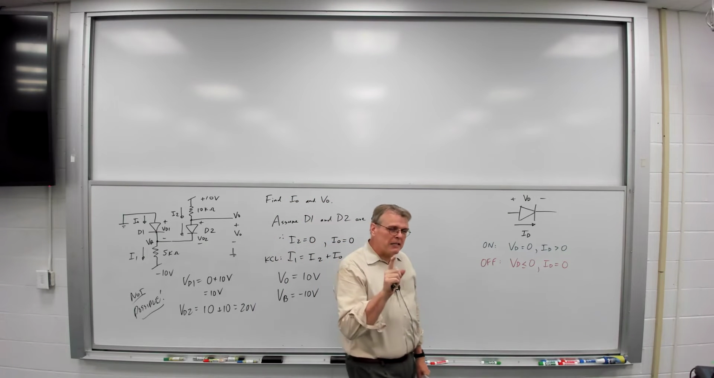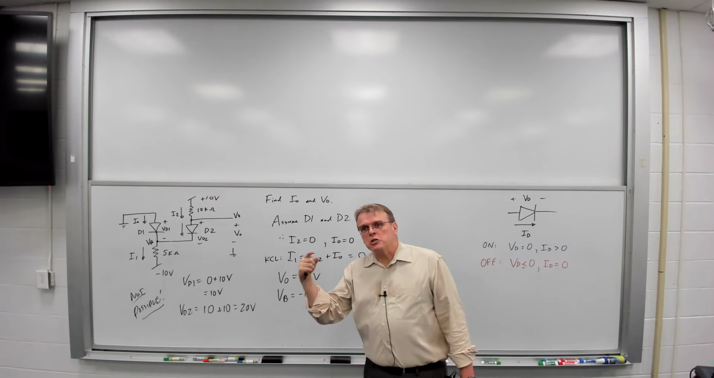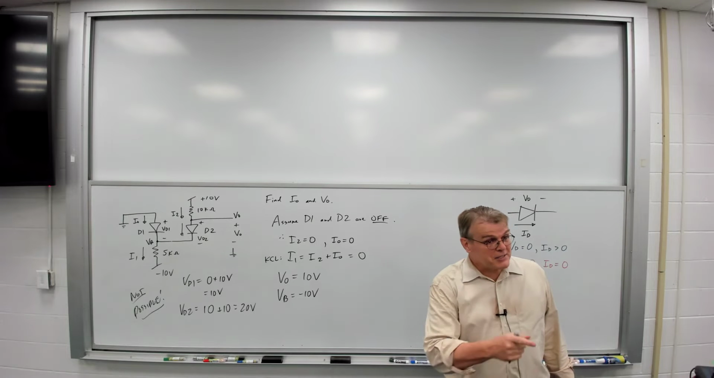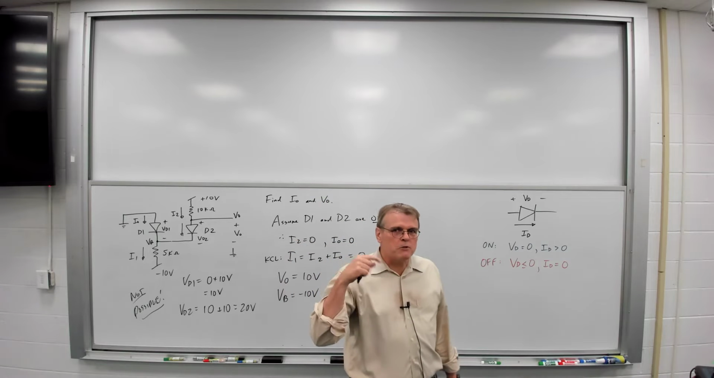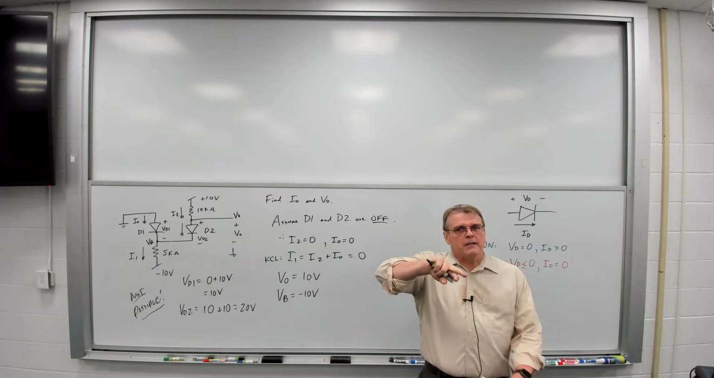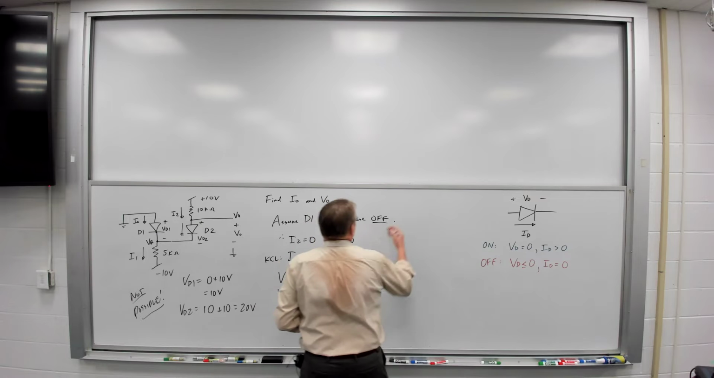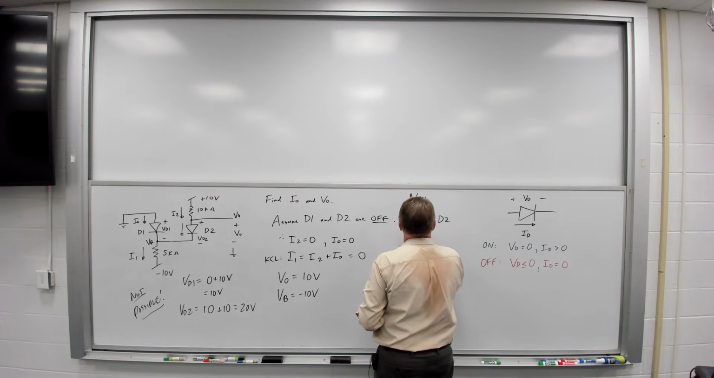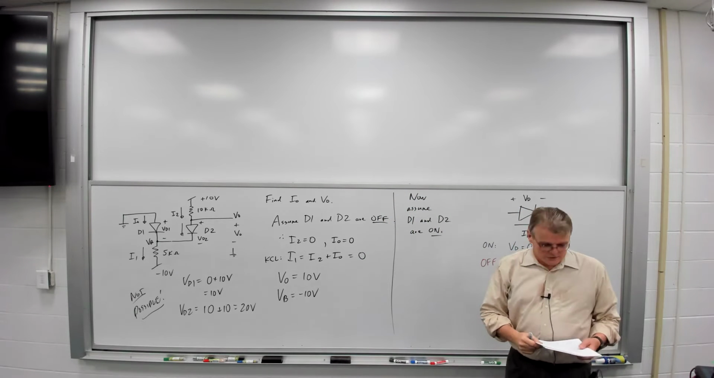Given this elimination, what do you think would be the most logical next assumption to check? Both D1 and D2 are on. Yes, that's excellent. Since they both violated the boundary conditions, let's try that next. That is the most intelligent choice to make. Let's assume the opposite condition. So in this case, we now assume D1 and D2 are on. Let's check that assumption.